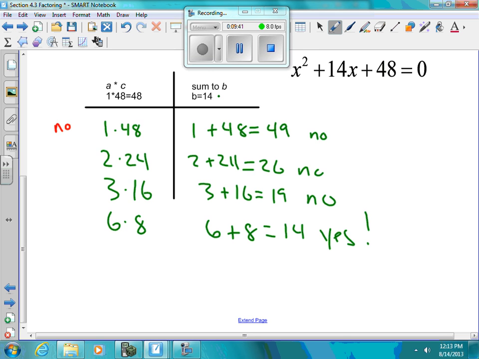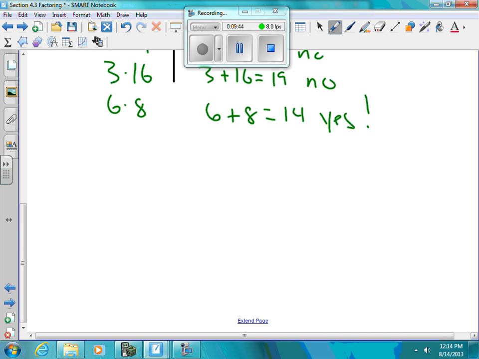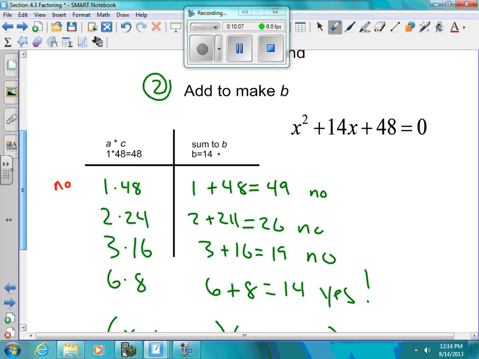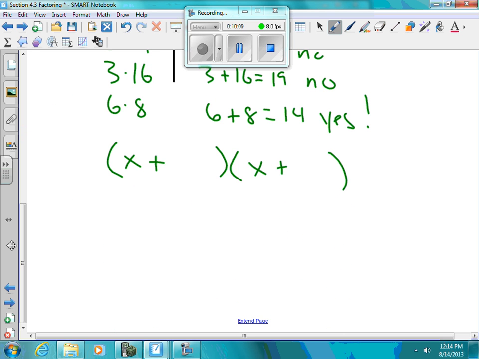So does that mean factors 6 and 8 are our answer? No, not exactly, but it does point us in the right direction. Because when we factor this, it's going to be x plus something or x minus something, and x plus something or x minus something on the other side. How do I know in this case it's both pluses? In our original problem, both signs were positive. So that's the only combination that's going to work, as you'll see in a minute when we check it. So x plus 6, x plus 8.